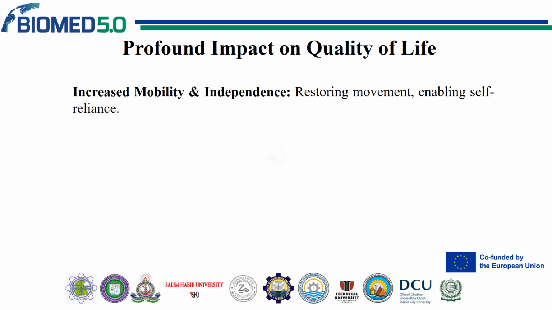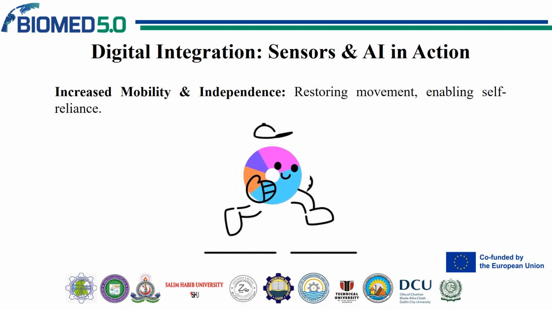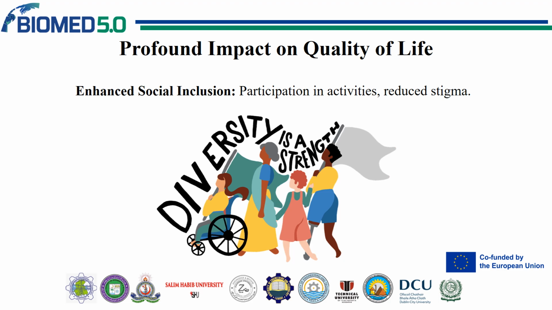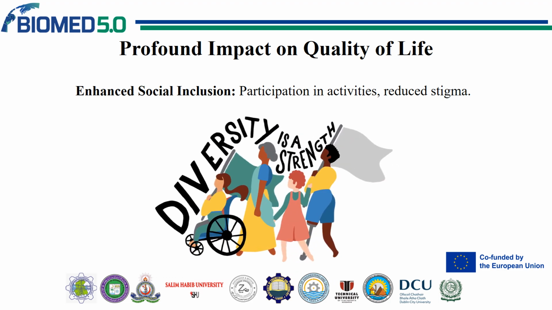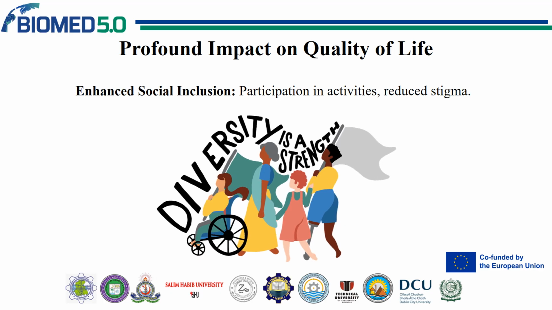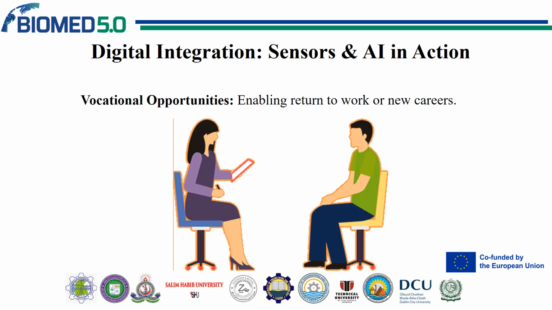The impact of smart prosthetics and assistive technologies on an individual's quality of life is truly profound. They offer greatly increased mobility and independence, not just restoring movement but enabling greater self-reliance in daily tasks. This often leads to enhanced social inclusion, allowing individuals to participate more fully in social activities and reducing the stigma sometimes associated with disability. Crucially, these technologies can significantly improve mental health, boosting self-esteem and reducing feelings of isolation by enabling greater participation in life.